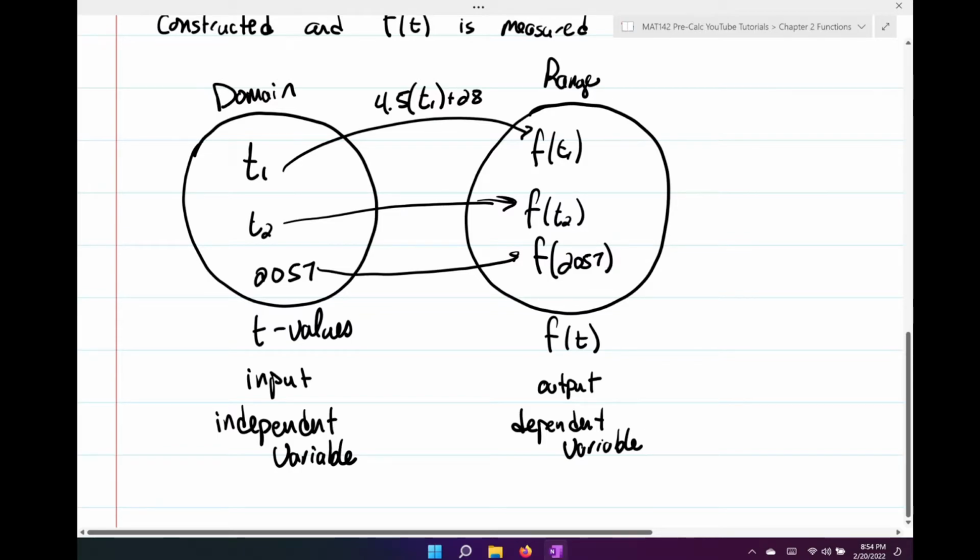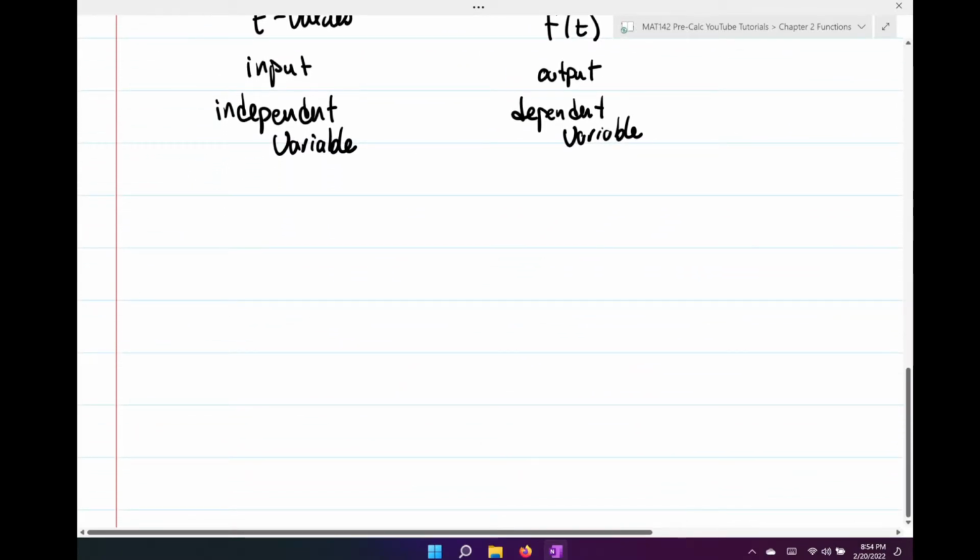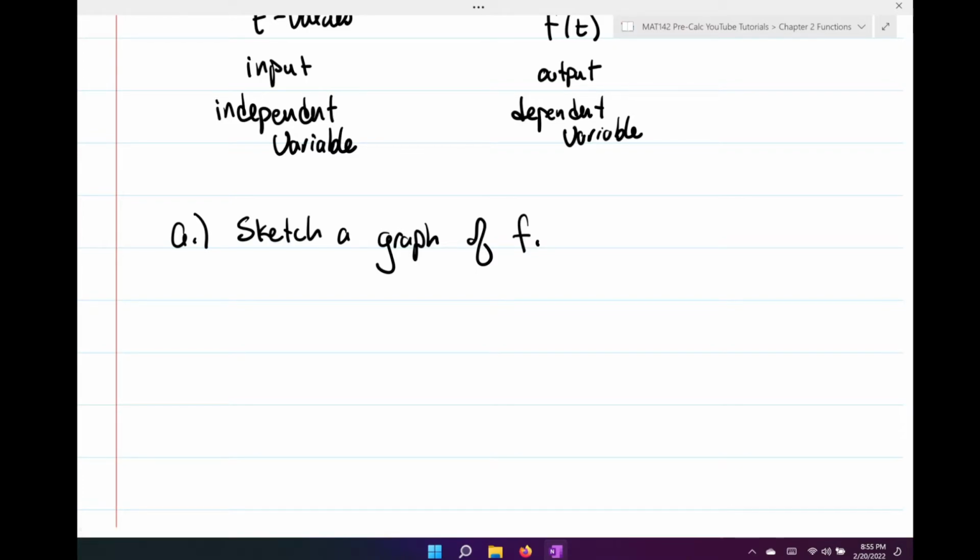Okay, now the first thing we're going to do here is part A. We're just going to sketch a graph of f. Now, I'm a huge fan of Desmos. I'm a terrible artist, so I'm not going to pretend that I'm really good at this, or that I'm going to draw this. So I'm just going to go ahead and graph this and copy and paste it into our notes.